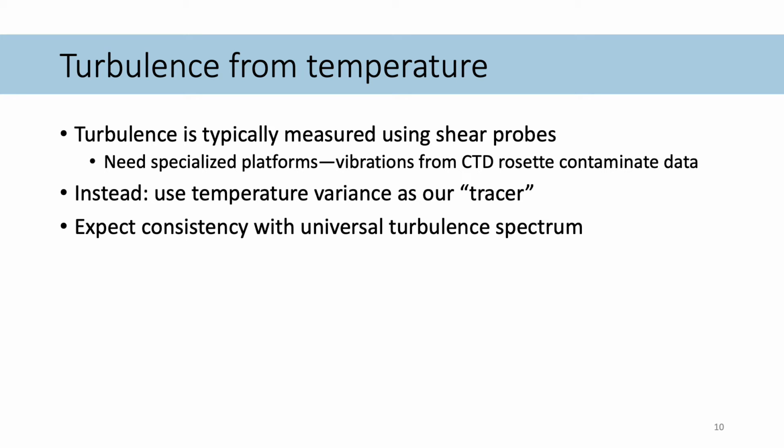Usually turbulence is measured with shear probes, and this is a bit of an obstacle because you need specialized profiling platforms. The vibrations from a CTD rosette, for example, would contaminate shear data. So instead here, we're using temperature variance as our tracer. It's like the thing we're observing that gets mixed due to turbulence. And this is why that parameter chi, the dissipation rate of temperature variance, is important. We use our microstructure temperature gradients, which should, and luckily they do, look very similar to the universal turbulent spectrum.